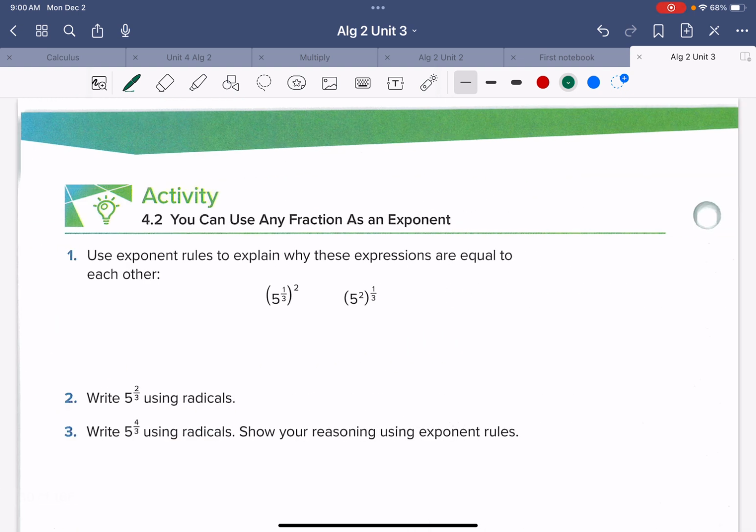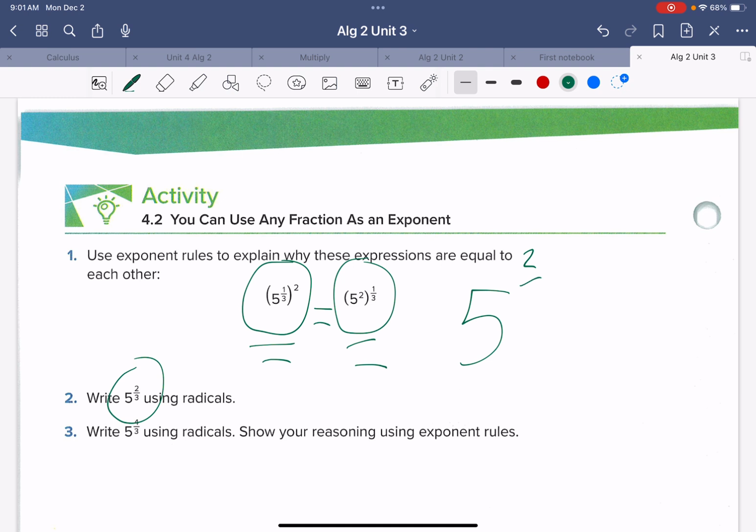All right, this is getting at what fractions are, basically what I just said on the first page. The 2/3 is multiplying by 2 and then dividing by 3. So that's what the 2/3 means. These are equivalent to each other. Why are they equal? Because when you have a power raised to a power, you multiply. In the first one, we have 1/3 times 2, and in the second one, we have 2 times 1/3. So this is the same thing as 5 to the 2/3 power. So those are equivalent to each other.